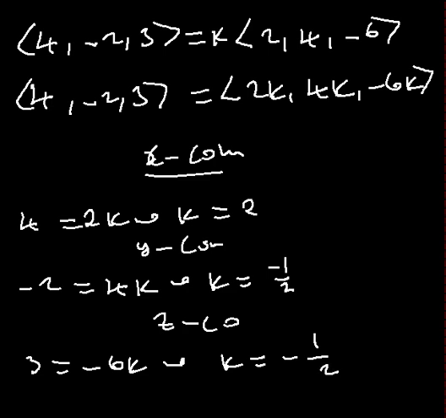And now since the values of k are different, the vectors are not parallel, hence the lines are not parallel as well. So that's how you should conclude and understand it.